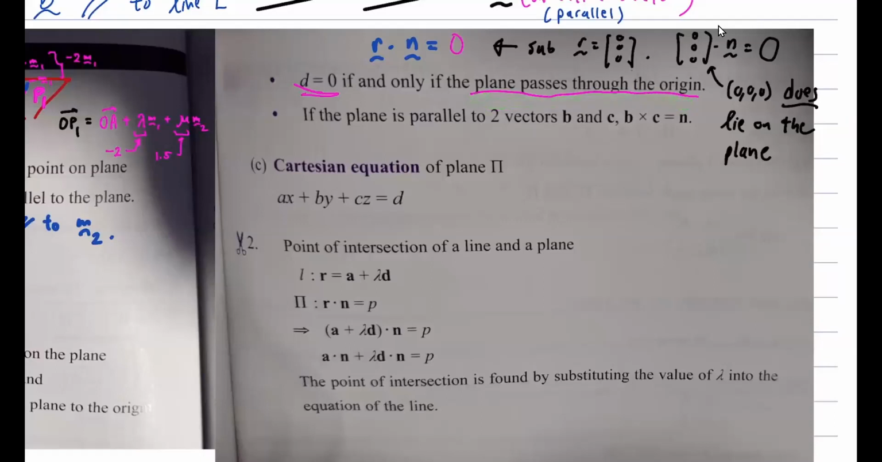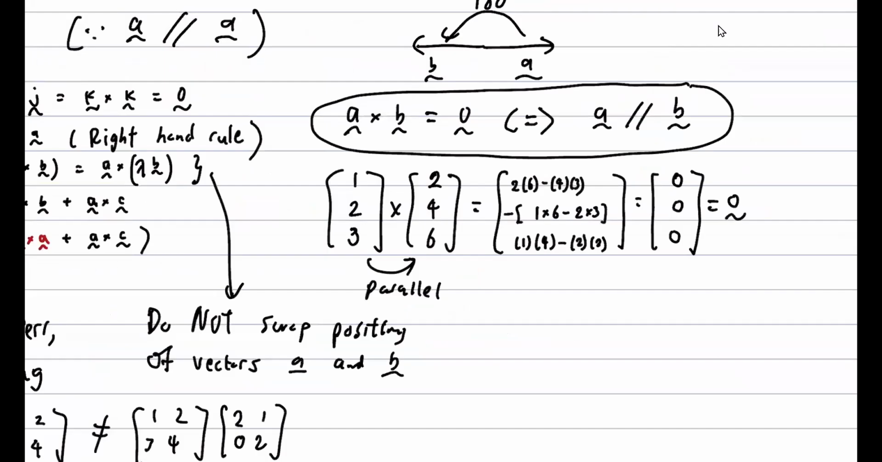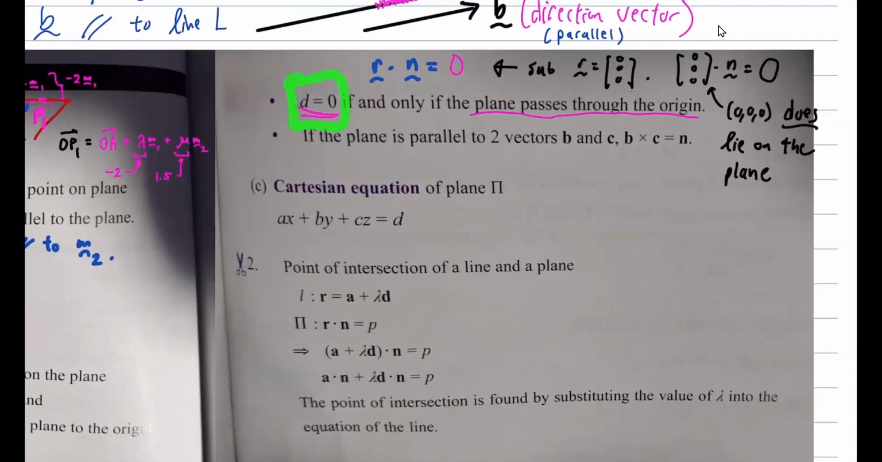Correct. If you want to check other points, for example, whether 1, 2, 3 lies on the plane, you just sub in 1, 2, 3 here and check whether it's equal to the right-hand side, the D value. Here in the notes, I'm just telling you the special case when D is 0. It will pass through the origin, just FYI. All right, next bullet point.